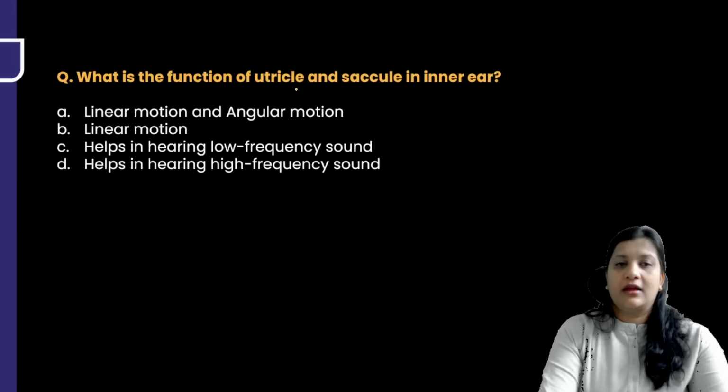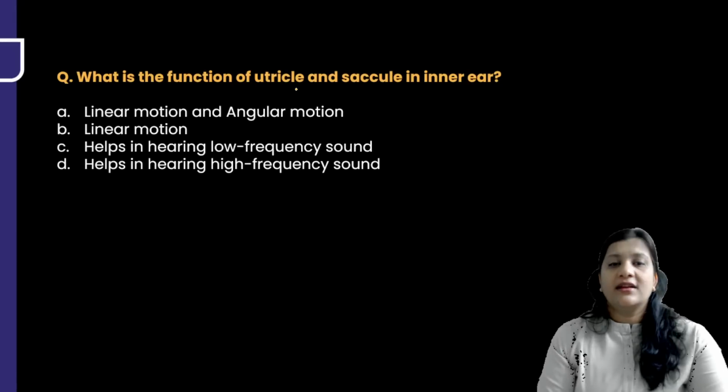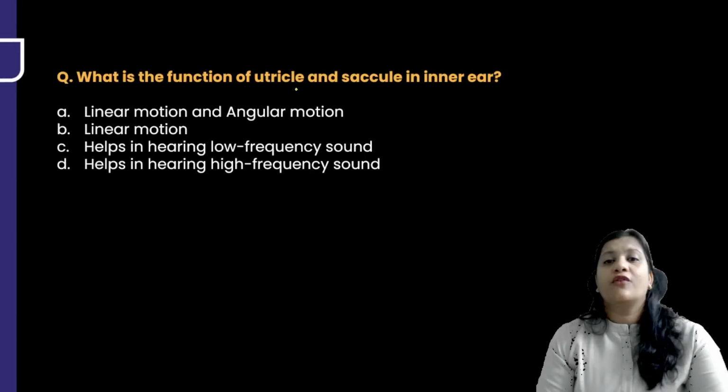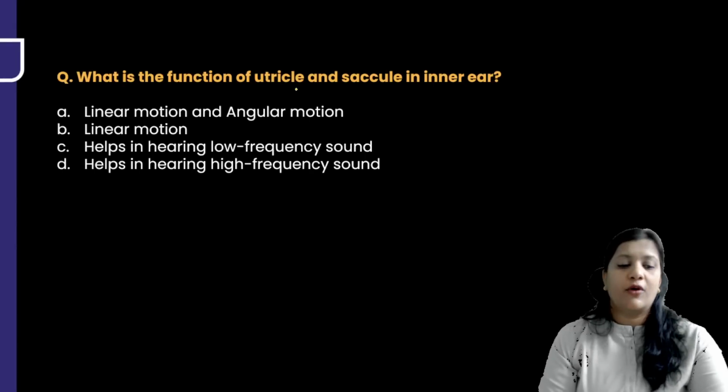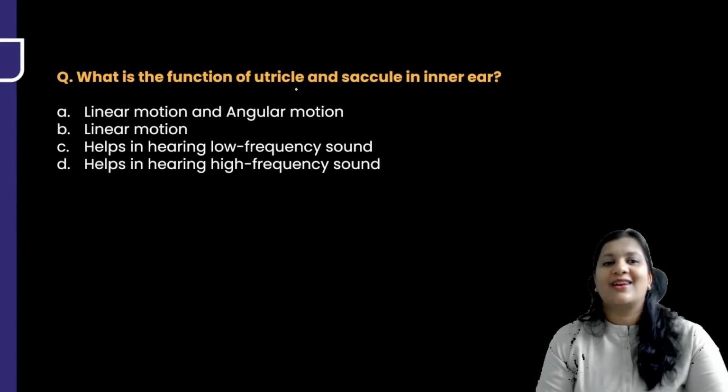Now let's go to the next question. What is the function of utricle and saccule in the inner ear? Is it responsible for both linear motion and angular motion? Only linear motion, helps in low frequency hearing loss, hearing sound, or helps in hearing high frequency sound? What is your answer?